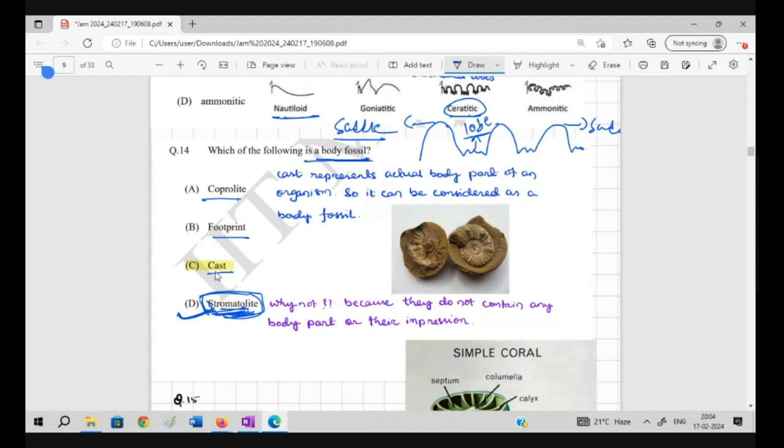Remember, the cast does not always represent a body fossil. It can sometimes, but many times the cast, which is a depression, is created due to the activities of the organism also. But the stromatolite is created by the bacteria, the cyanobacteria, so it can represent a whole body fossil.